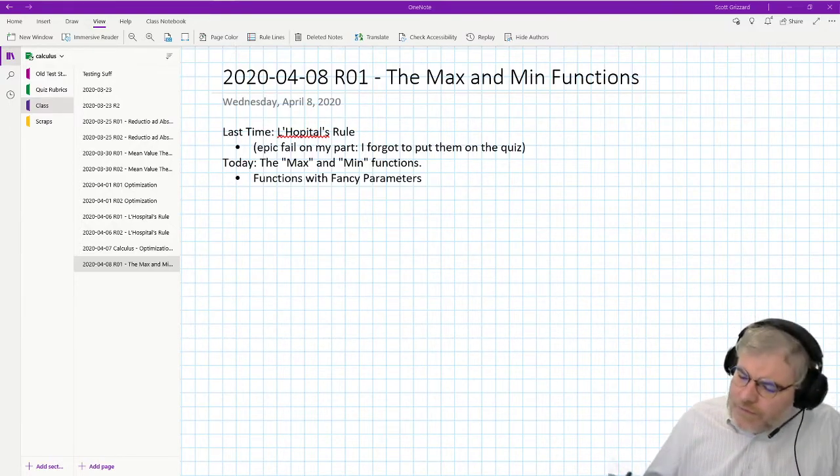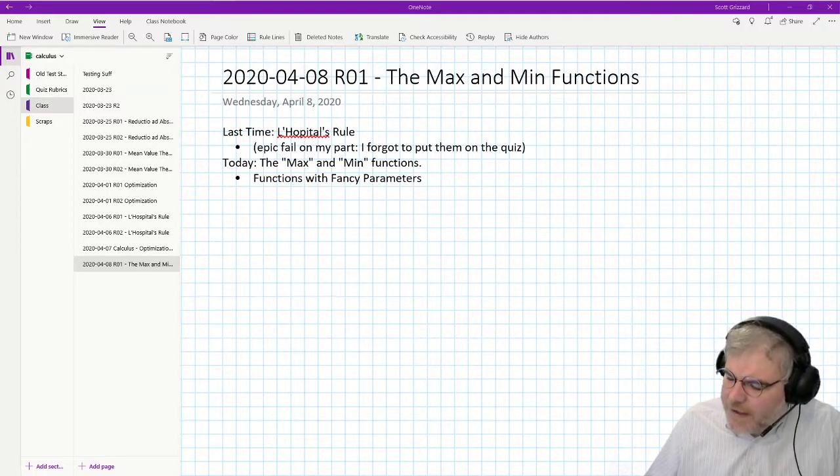Okay. So let's talk about this function. The max function is as follows. So let f be a continuous function.